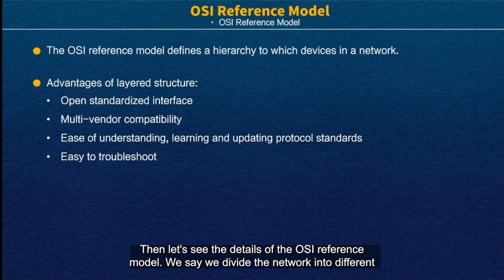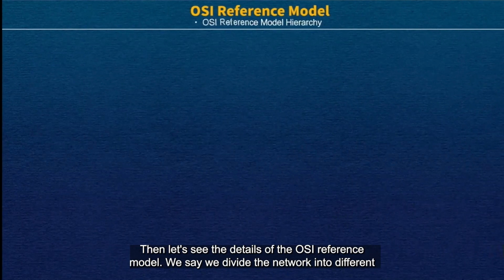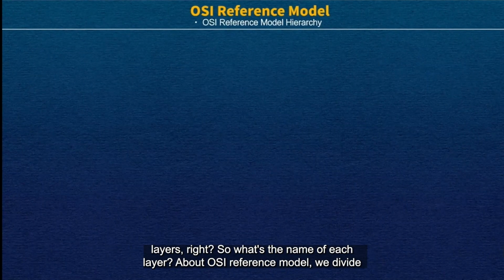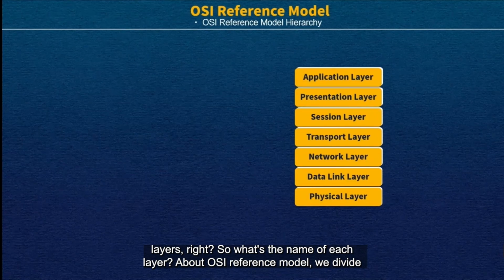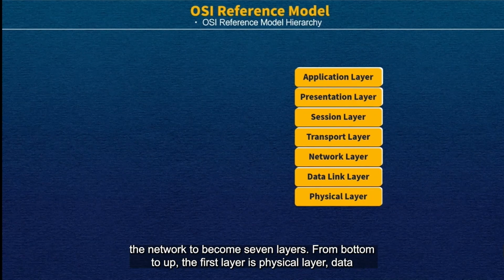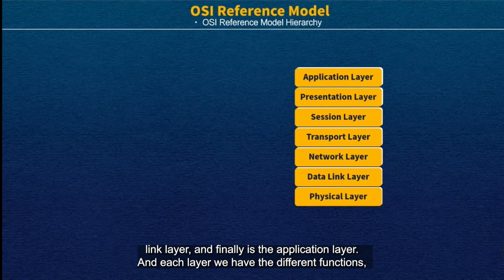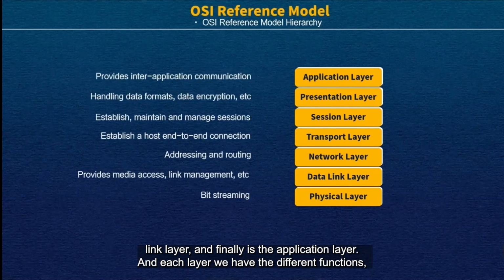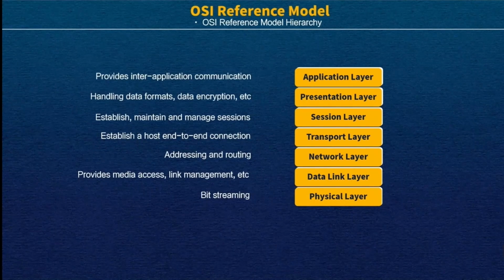Then let's see the detail of the OSI reference model. We say we divide the network into different layers, right? So what's the name of each layer? About the OSI reference model, we divide the network into 7 layers, from bottom to up. The first layer is the physical layer, then the data link layer, and finally the application layer. Each layer has a different function.